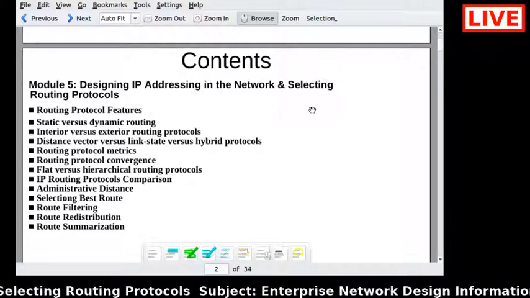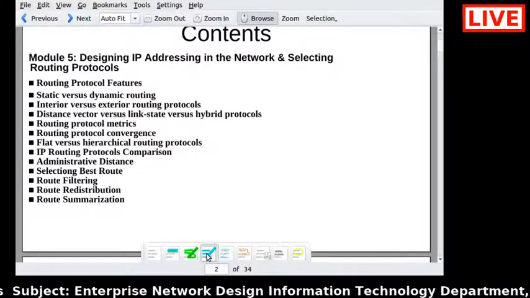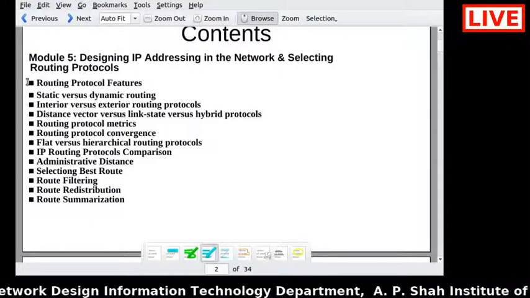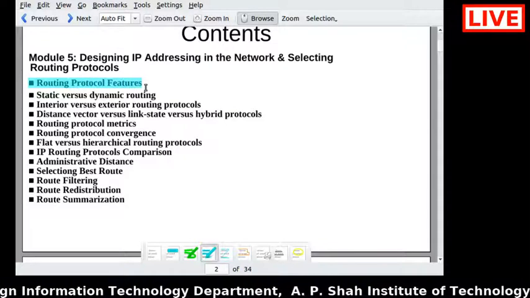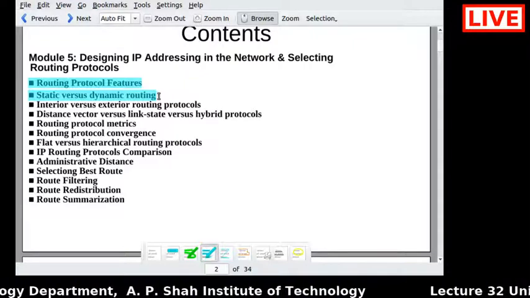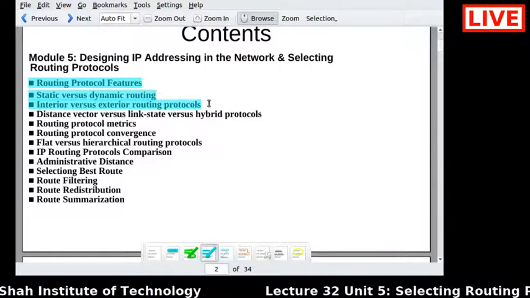Hello students. Today we will continue with our last session. In the last session we discussed the routing protocol features. We also discussed when we are going to do static routing, when we are going to do dynamic routing, and what the different features of interior and exterior routing protocols are.